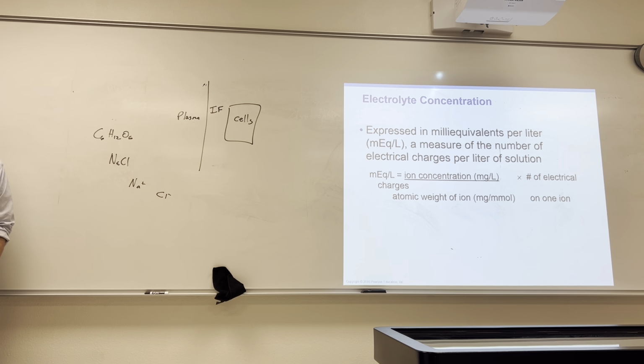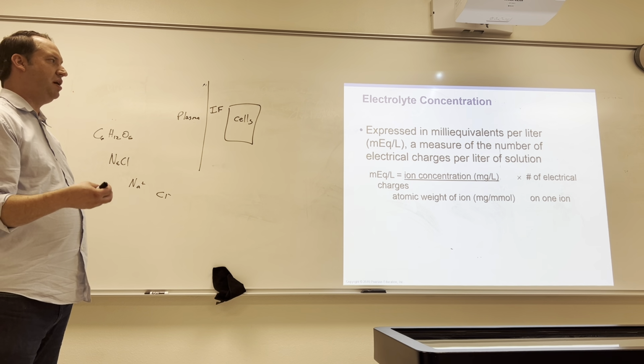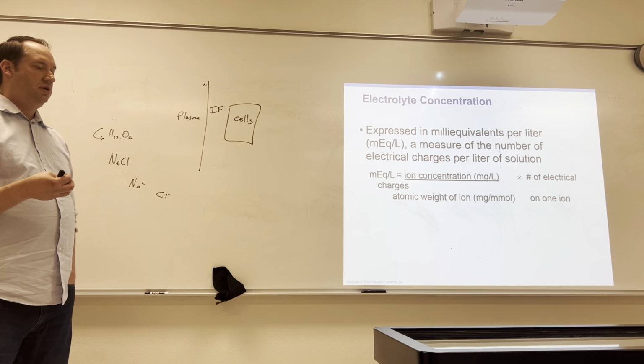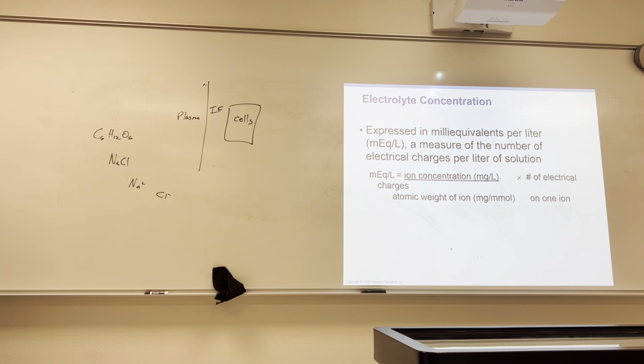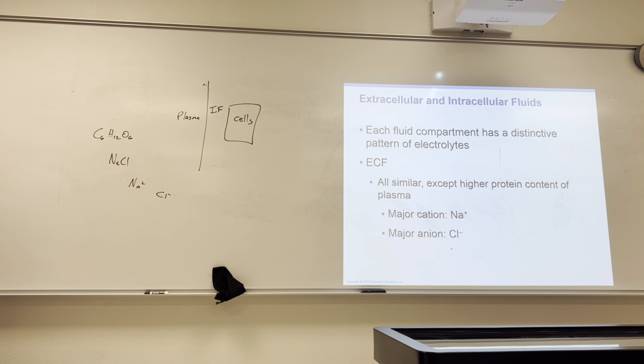We express electrolyte concentration as milliequivalents per liter. A milliequivalent per liter is another measure of concentration, but here we're really measuring the number of electrical charges. For ions that have one charge, it's the same as a milliosmol. If they have two charges, it cuts it in half. We're not terribly worried about this.